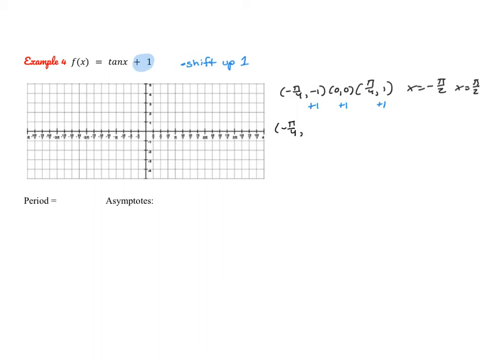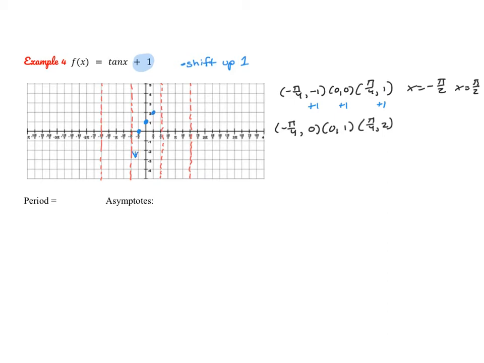So we have negative pi over 4, 0; 0, 1; and then we have pi over 4, 2. Then our asymptotes are still in the same spot, so let's start by sketching those in. Again, they're just going to repeat every pi units. Okay, let's plot our points. So we have 0, 1 right in the middle, and then for negative pi over 4, it's 0, and for positive pi over 4, it's at 2.